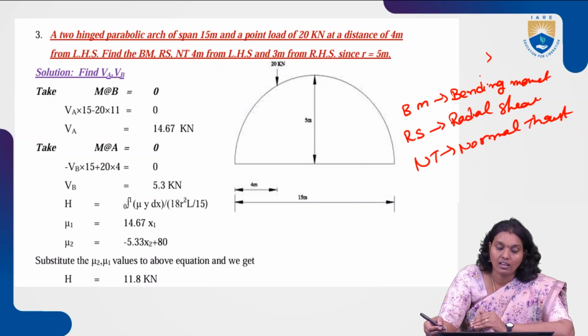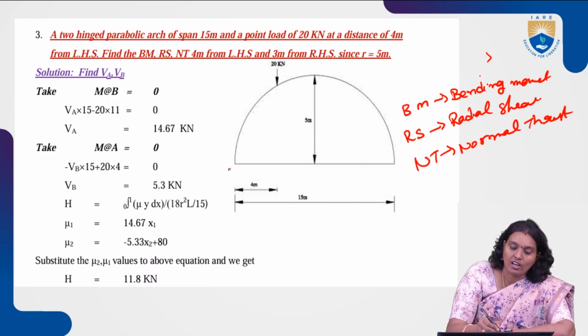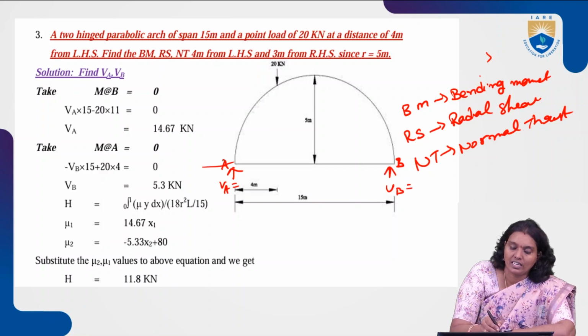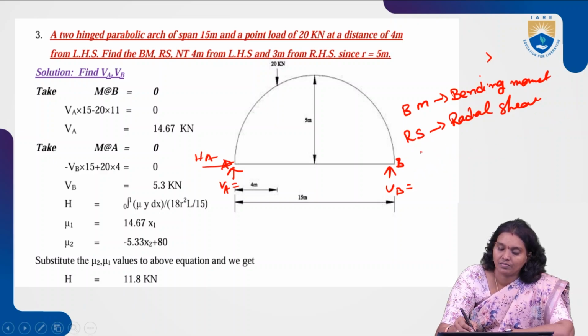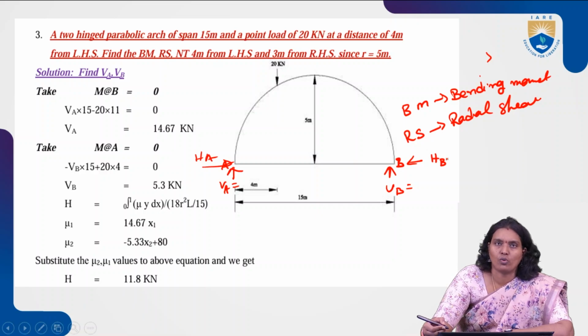So find out the vertical reactions and horizontal reactions. This is A. Consider this is at B. These are the two hinges. So find out the vertical reaction at A, vertical reaction at B, and the horizontal reaction at A and the horizontal reaction at B. This is the first step which we are going to find out.